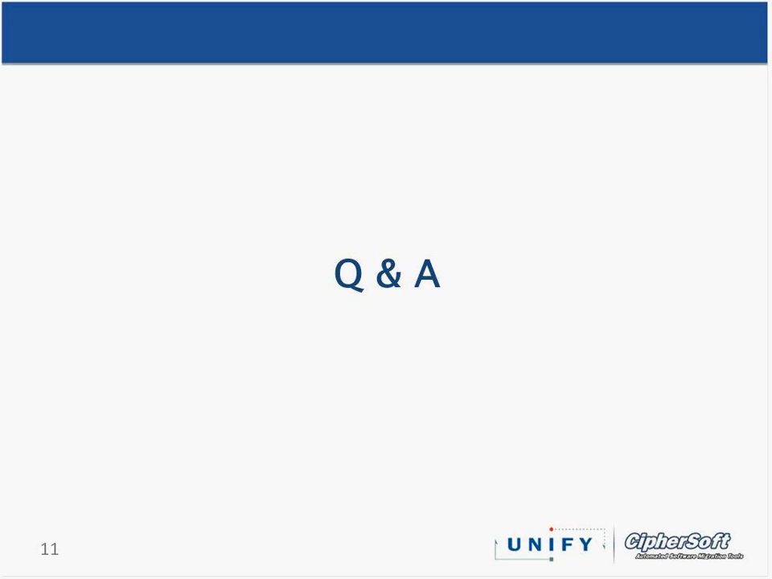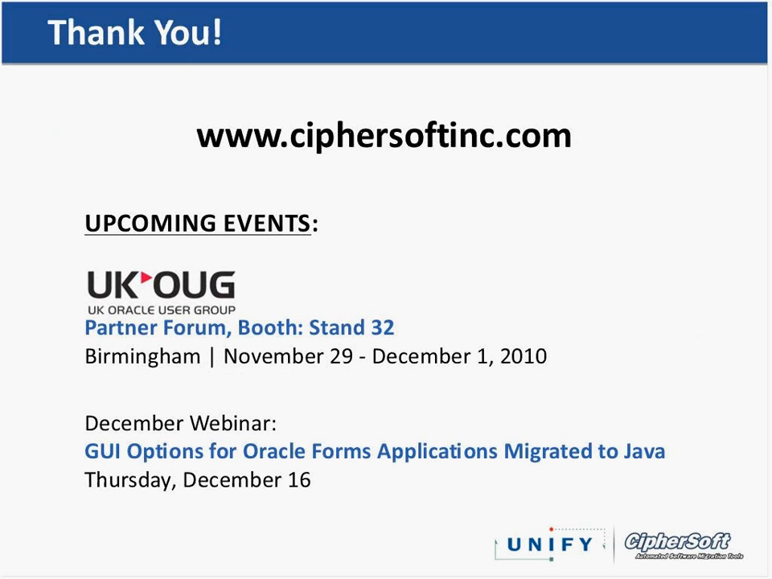Okay, next question. When is the next webinar I would like to attend? So it's next month in December. It's Thursday, December 16th, and as I mentioned, it's GUI options for Oracle Forms applications converted to Java, and that'll be at the same time. If you participate in this webinar, you will get the invite for that. It'll probably come out a week before the December 16th.